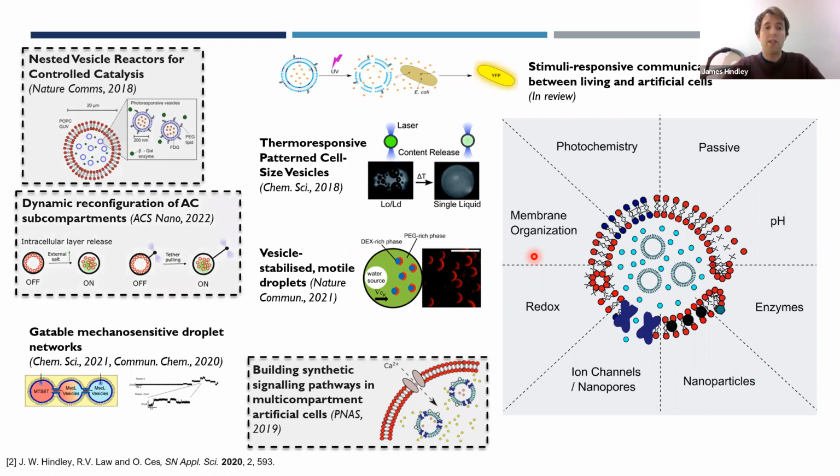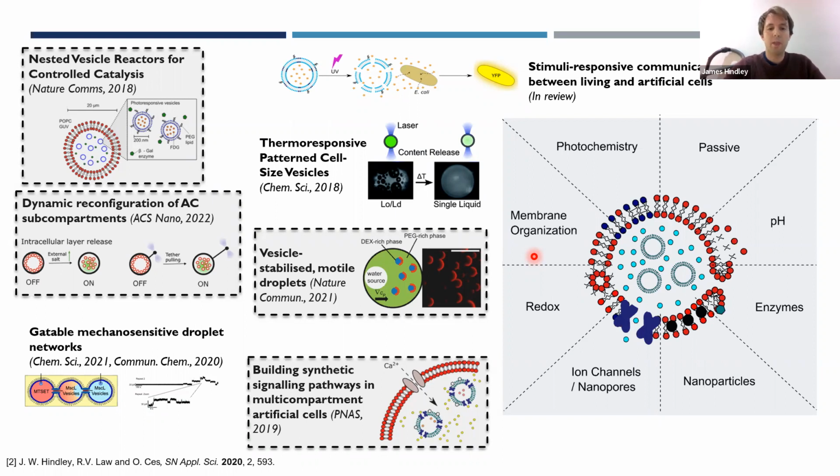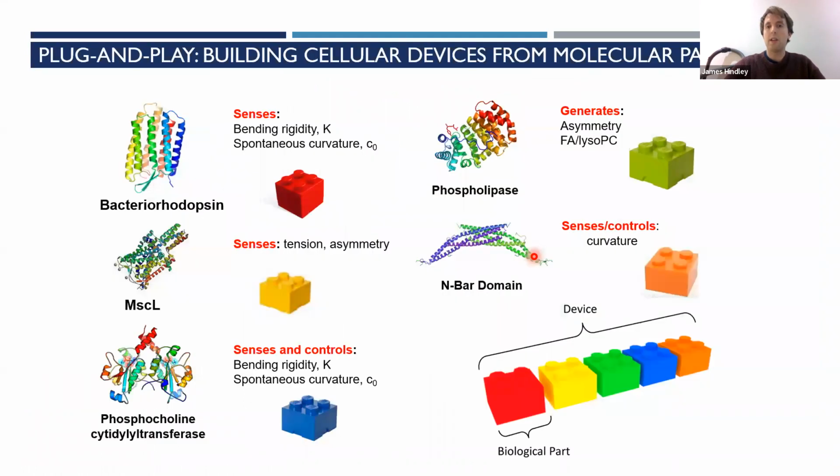Third is how we can then start to dynamically reconfigure the subcompartments in a nested system. And then finally, how we can start to think about interfacing lipid vesicles with membrane-free or membraneless compartmentalized systems. In our case, we've used them to stabilize and control the motility of dextran-rich droplets in a PEG-rich phase, a phase separated system.